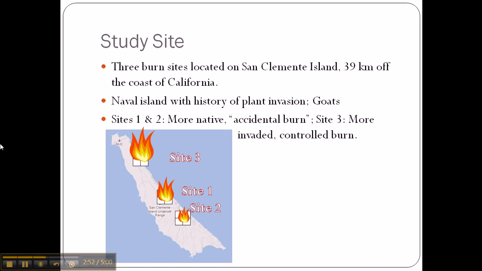And on site 3, the northernmost site, this site burned as a result of a controlled burn. As a result, it was a hotter burn. But this site is also more invaded, more disturbed, and has more non-native grasses growing in them. And so we can compare between sites, and then we can also compare within site between the different treatments.